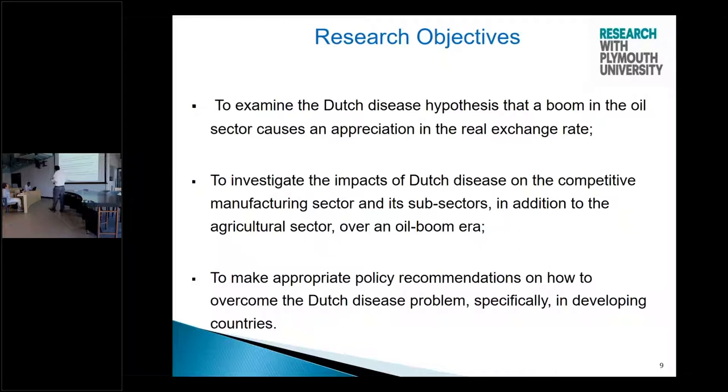The second is to investigate the Dutch disease in the competitive manufacturing sectors and its subsectors, in addition to the agricultural sector, over the oil boom era. So I need to know the production of the service, and the effect on the production of the service, manufacture and agricultural sector. The third reflects the resource movement effect. This one reflects the first mechanism, the spending effect. This one, the second mechanism, the resource movement effect.